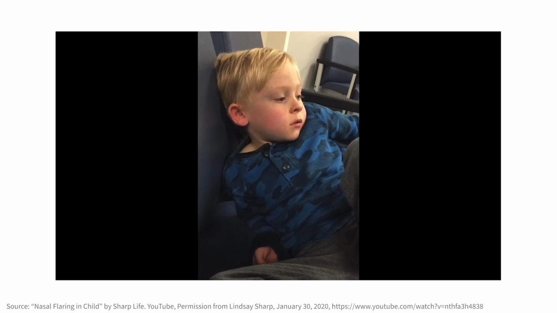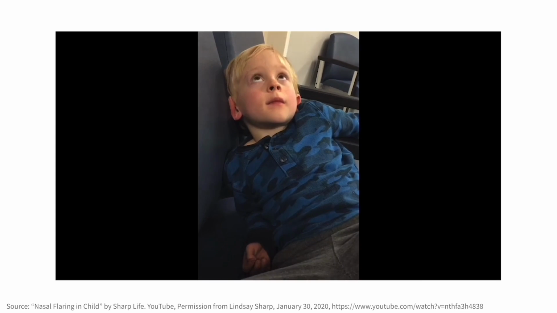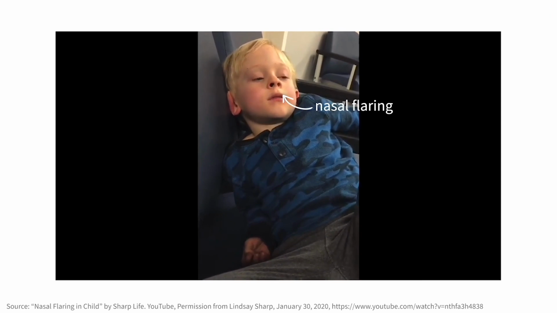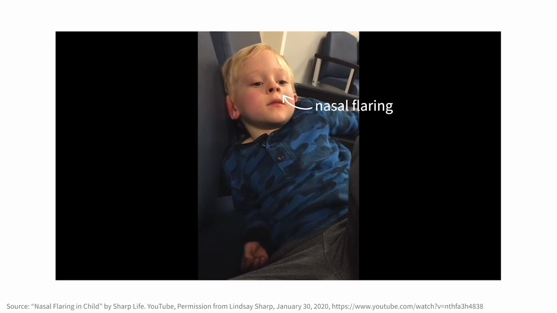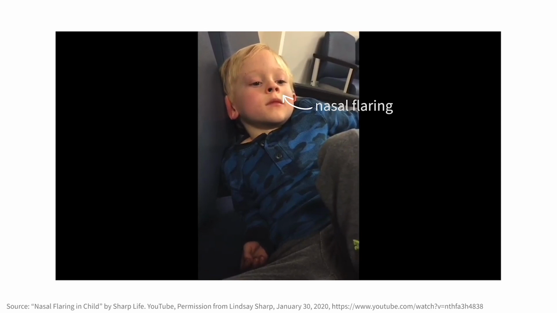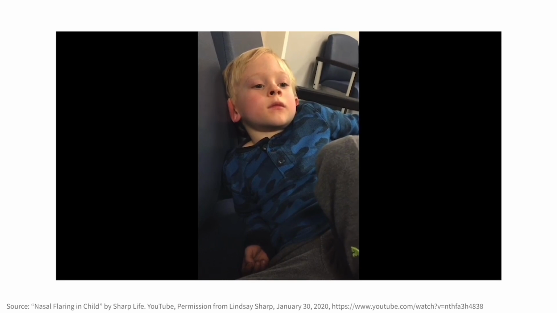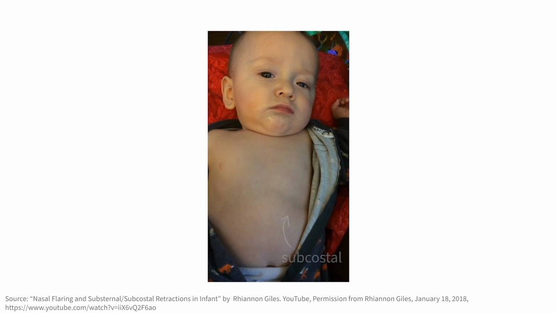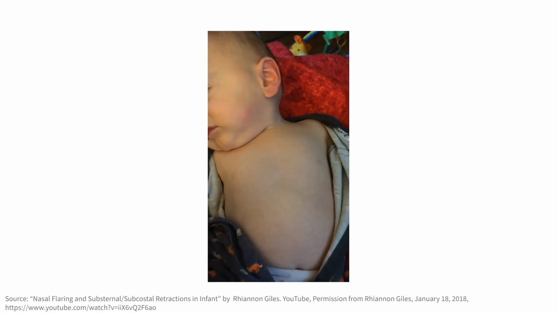This child is in moderate respiratory distress with nasal flaring and supraclavicular retractions. We cannot see the ribs, but we would expect to see retractions. Notice that the child is awake, alert, and is looking around the room, which is a reassuring mental status. This child needs urgent medical care. Notice the patient has subcostal, intercostal, and suprasternal retractions along with nasal flaring.